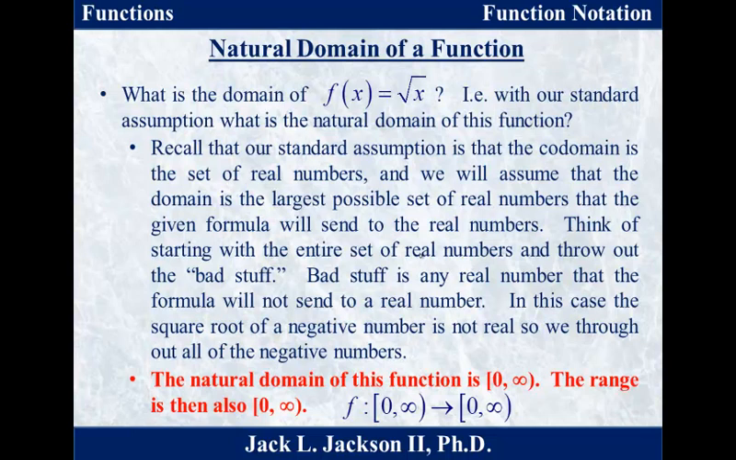So we end up keeping the positives and 0. So the natural domain of this function is the closed interval from 0 to infinity. That's bracket 0 comma infinity parentheses. Turns out in this case that the range is also the same thing. It's 0 to infinity.